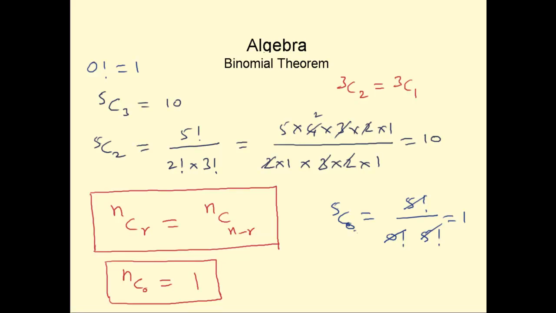And similarly nC1 is n. So using this rule here, what do you think nCn would be? Since nC0 is 1, this should be equal to nC(n minus r), which is nC(n minus 0), which is nCn. So this is equal to nCn. Therefore nC0 is equal to nCn is equal to 1.